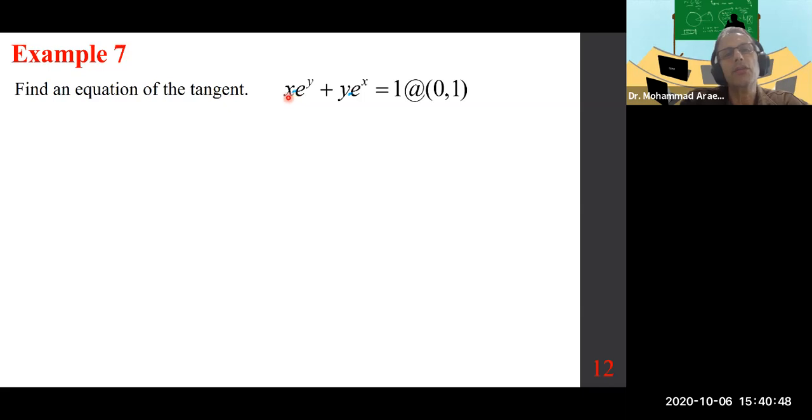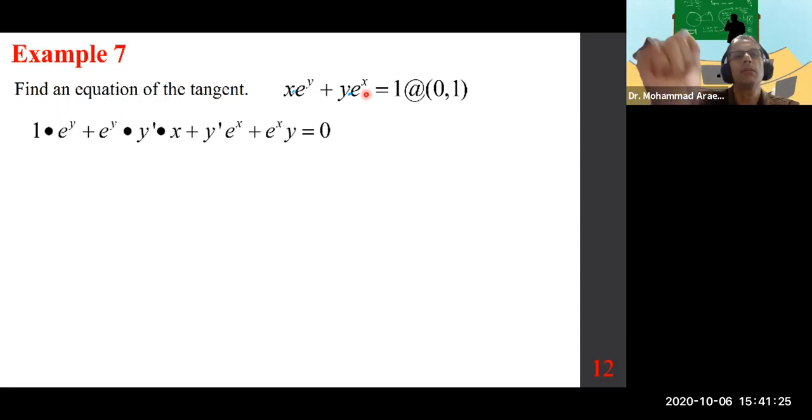The derivative of x times e to the power of y. X gives you 1 times e to the power of y, plus e to the power of y is itself, e to the power of y, times y prime by chain rule, times x by the product. Done. Plus y gives us y prime times e to the power of x. E to the power of x is itself times y. And the right side is 0.